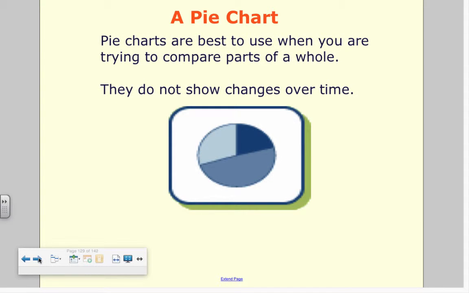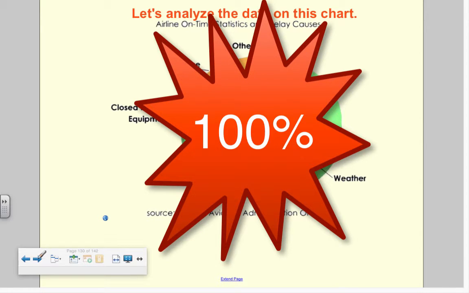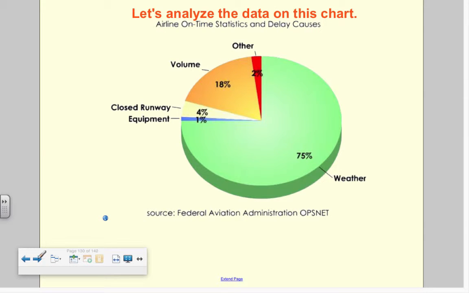Our next graph is a pie chart or a circle graph. Pie charts are best used when you are trying to compare parts of a whole. They do not show changes over time. A lot of times, pie graphs or circle graphs use percentage because a whole percent is 100%, one whole, and then it breaks apart different sections. This is airline on-time statistics and delay causes. So the reasons why planes were late.